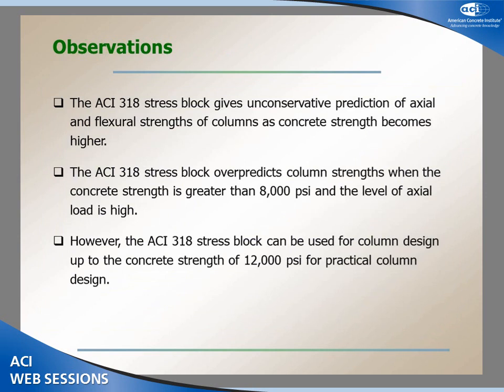So in summary, the current ACI expression has some tendency of over-prediction when the concrete strength becomes higher. And this tendency becomes evident when the concrete strength is greater than 8 KSI and the actual load is high. However, for practical column design purposes, it can be used safely up to a concrete strength of 8 KSI, and when the concrete strength is greater than 8 KSI, it may be used when the actual load is small, but caution will be required when the actual load is large.